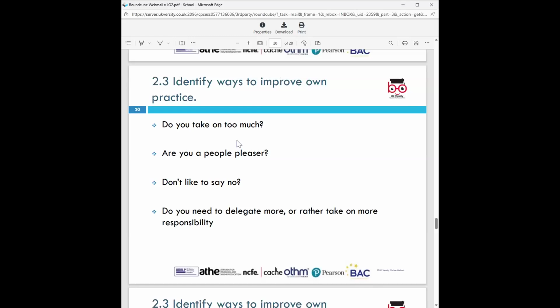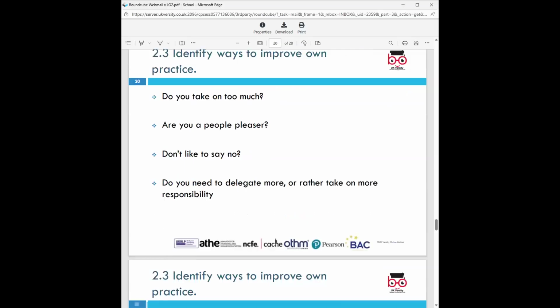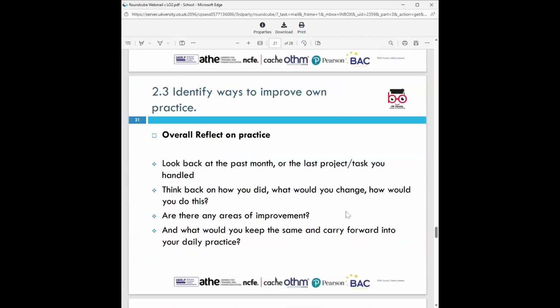So do you take on too much? Why do you think it's so important to identify these things about yourself, Segun? In order to know the approach you will give to your approach of managing. Yes, yeah. It's really important. Do you take on too much? Are you a people person? Do you like to say no? Do you like to delegate?